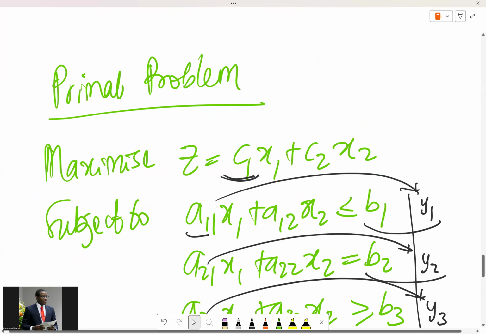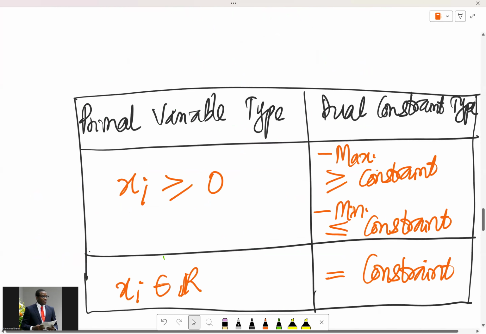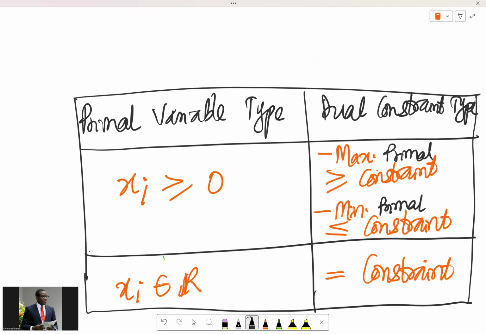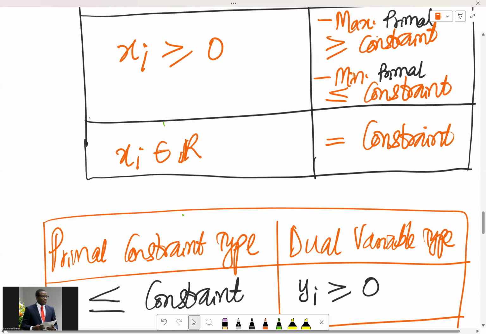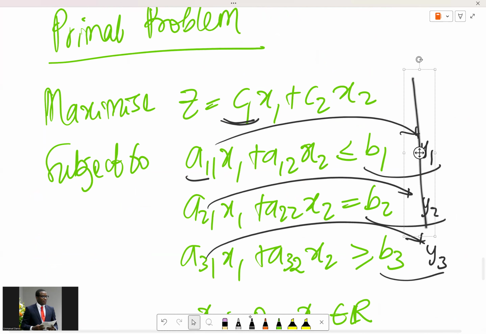So for a greater than or equal to variable, for a maximization primal. This is maximization primal, minimization primal, very important to avoid confusion. If the primal is a maximization problem, then if you have a greater than or equal to constraint, the primal constraint corresponding to that is going to be a greater than or equal to constraint. And of course, it's going to correspond with the C1 in the objective function.